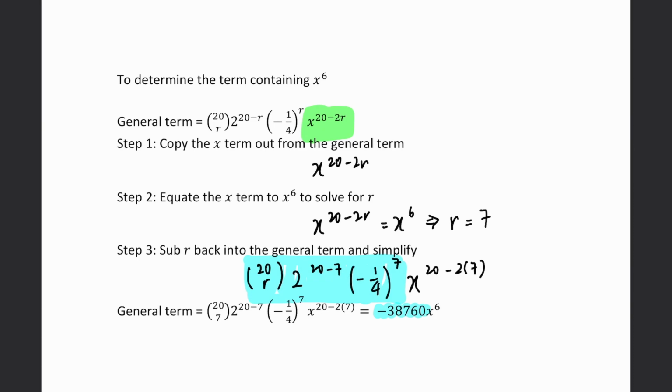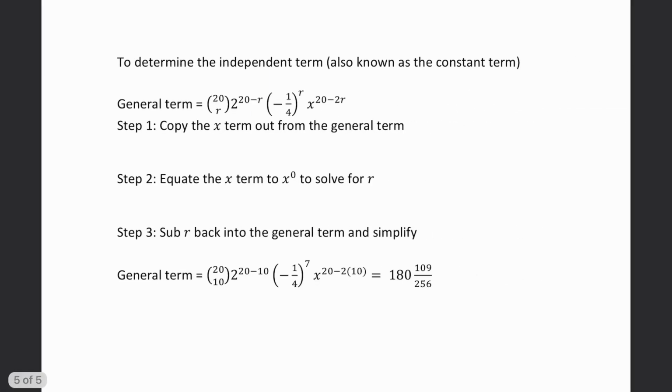The last part is to determine the independent term, which is also known as the constant term. They both have the same meaning, just different phrasing. So let's apply the previous framework. We'll copy the x term out, and equate it to x to the power 0, because when it is x to the power 0, we will not have any x term. So r equals 10.